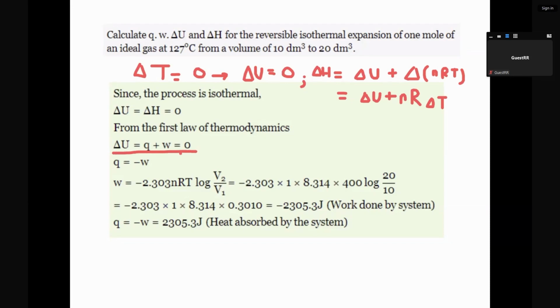Now we have already obtained that delta U is equal to 0, so Q is equal to minus W. Now how can we calculate the W? We have seen that for W calculation in a reversible process, we have this equation: W is equal to minus nRT ln of V2 by V1.